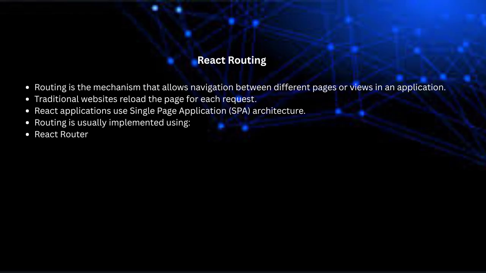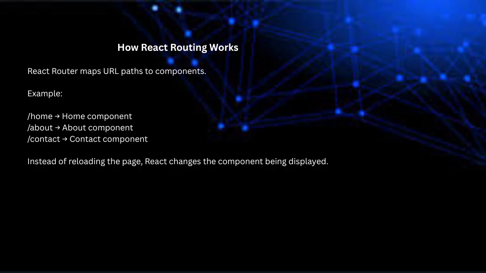Let's talk about routing. So far we talked about managing data with state, right? But what about navigation between pages? That's where routing comes in. Routing allows users to navigate between different pages of the application without reloading the browser. For example, a home component, an about component, and a contact component. React routers map URL paths to the components. Instead of reloading the page, React changes the component being displayed.